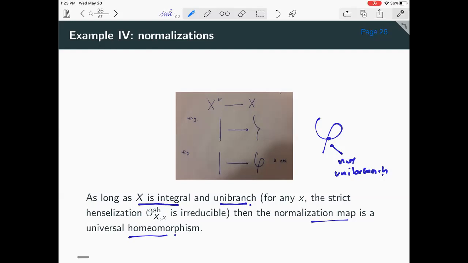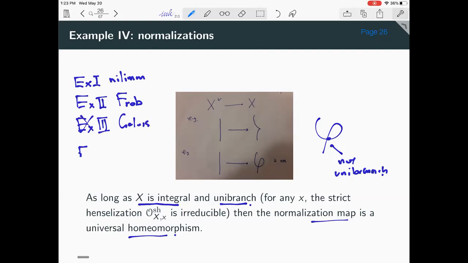So these are four different examples. Let me just summarize it. Example one is nil immersions. Example two is this Frobenius map. Example three, which is a non-example, is Galois extensions. And example four, which can be an example or a non-example, are normalizations.